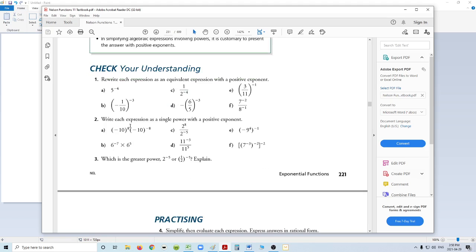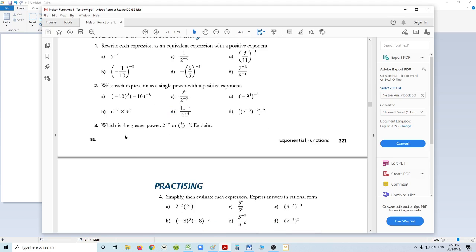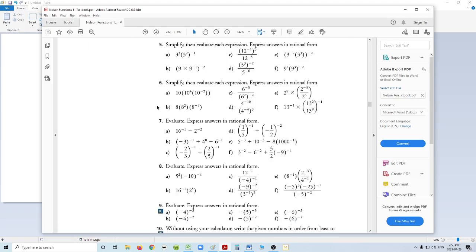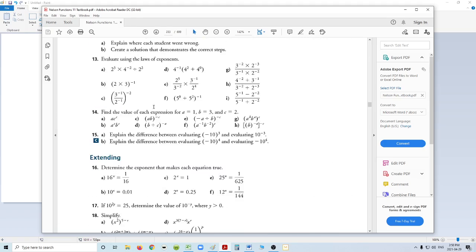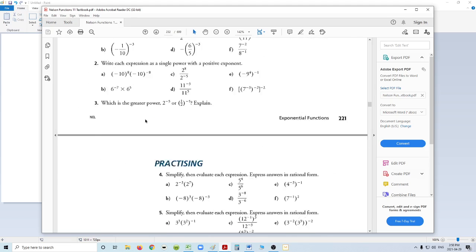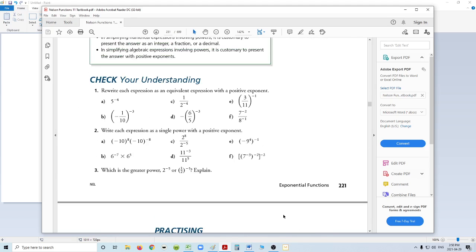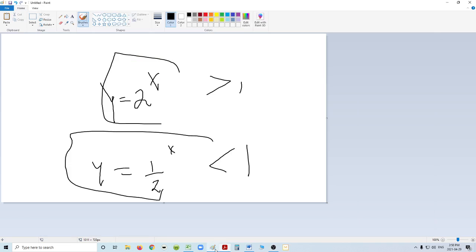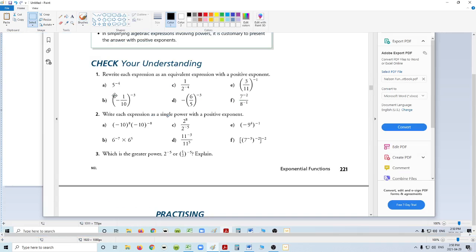And they just want you to be more comfortable with them. Well, let's see, check your understanding. Okay. We'll do a few of these, I guess. I'll always do a few, just so that you know, but in this case, I don't think you need to do it. What does a negative exponent mean?